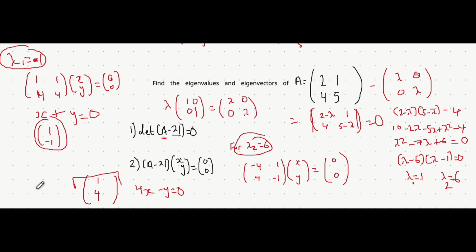Hopefully everything made sense, and that's how you find the eigenvalues and eigenvectors of a 2x2 matrix. I'd like you to memorize these two key facts, because that's what you need to remember, and then the rest of it falls into place like a puzzle.